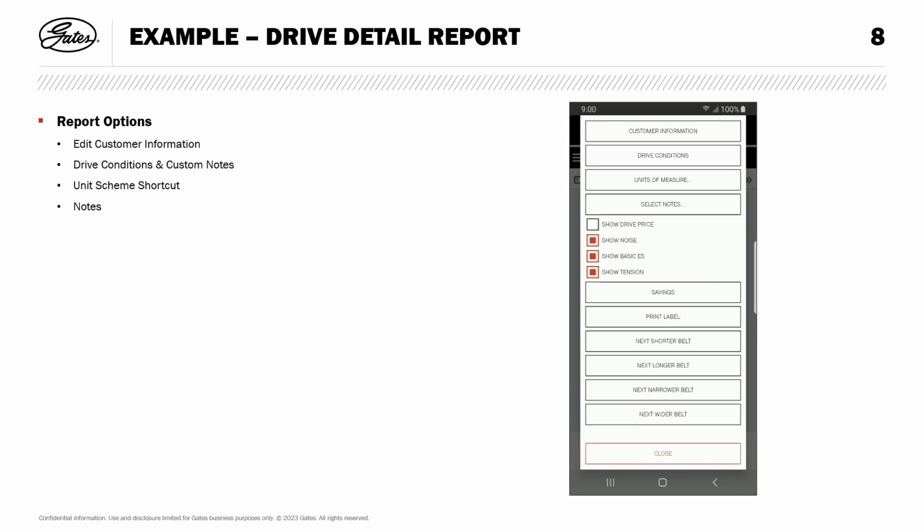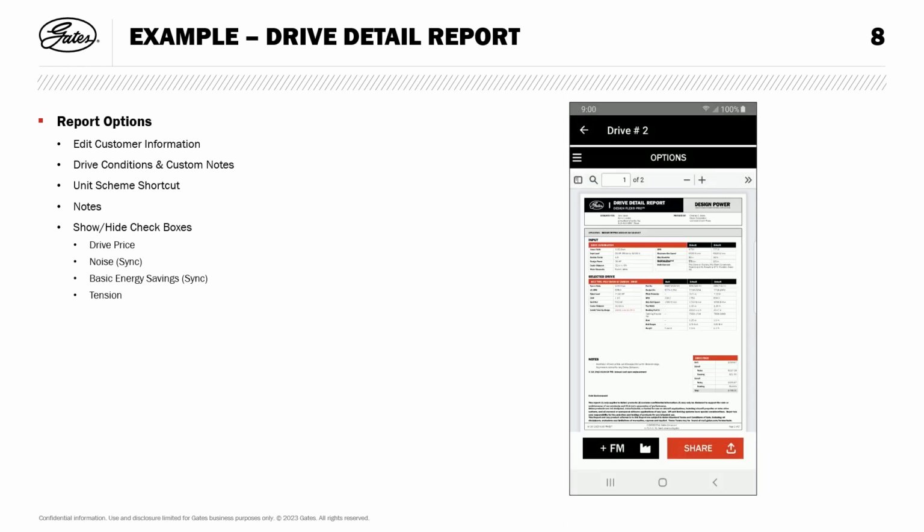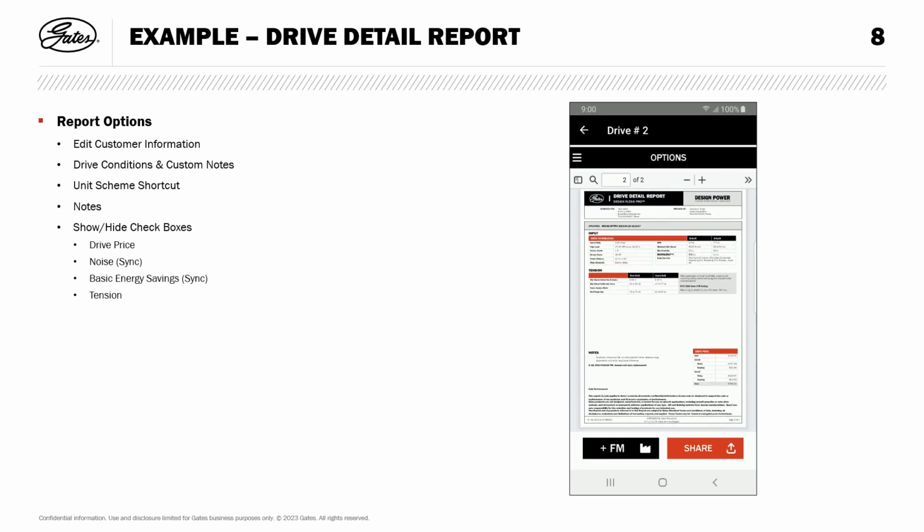Moving on, we have some checkboxes allowing us to show and hide report elements. I'll flip all 4 of these, and once the report regenerates, we can see that we have drive cost listed next to the notes. Under Selected Drive, we no longer see noise or energy savings details, and if we scroll down to the tension section, we'll see a less detailed summary of tensioning info.